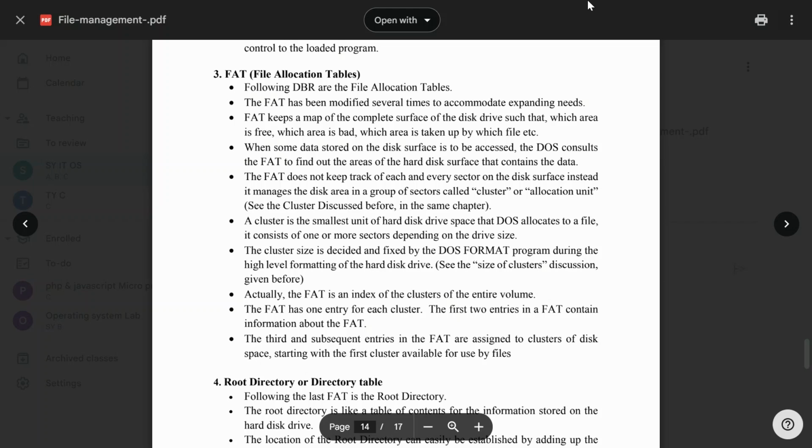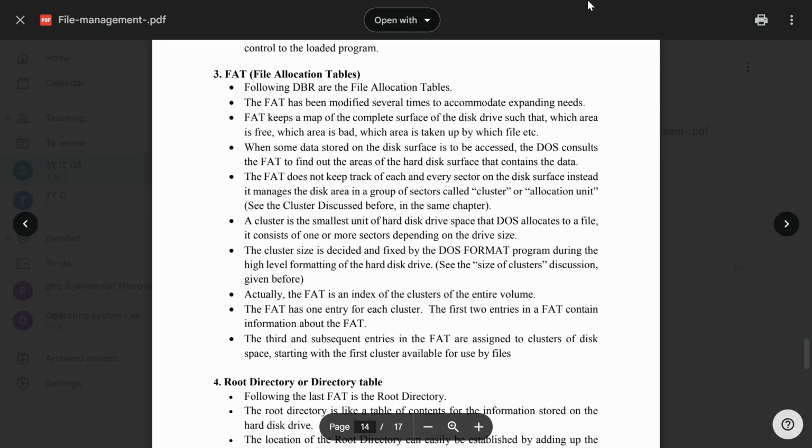FAT keeps a map of the complete surface of the disk drive, such that it records which area is free, which area is bad, and which area is taken up by which file. That particular record is maintained with the help of the FAT. When some data stored on the disk surface is to be accessed, DOS consults the FAT to find out the area on the hard disk surface that contains the data.